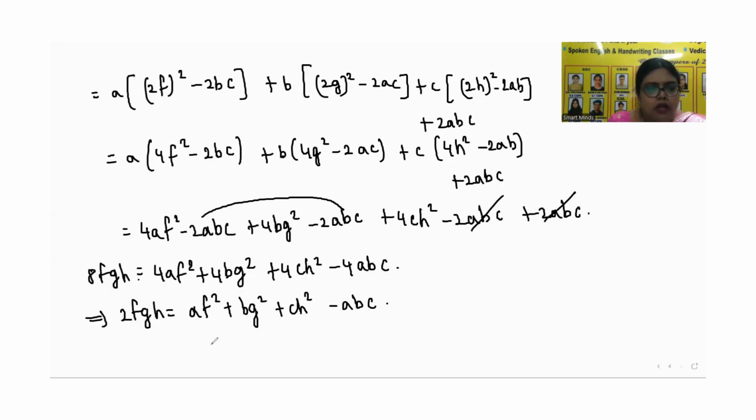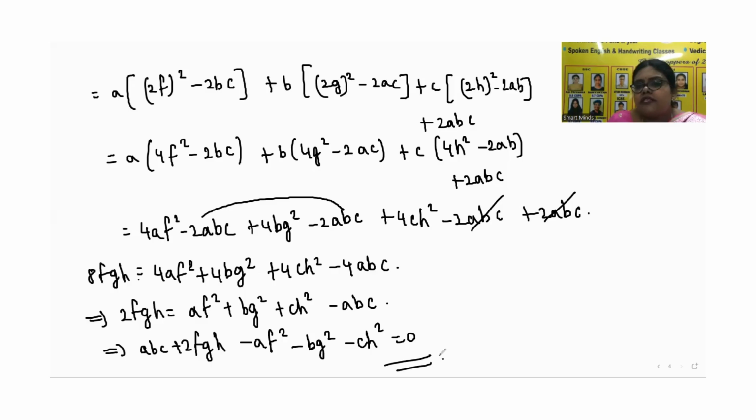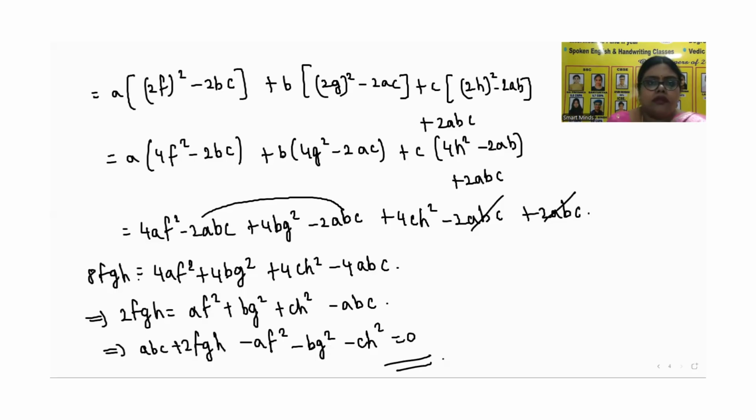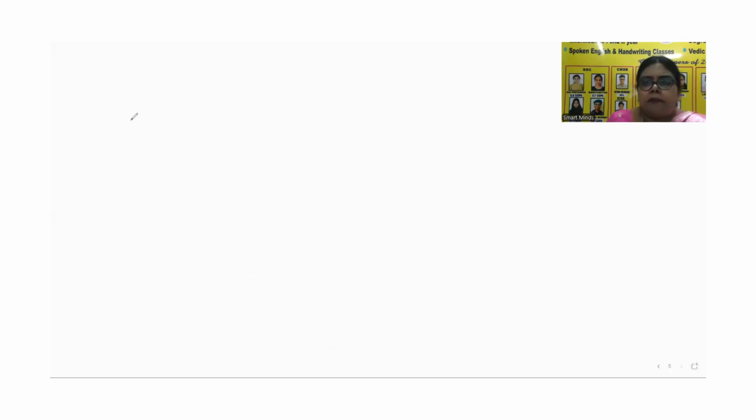So if I bring all terms to one side, we will get ABC plus 2FGH minus AF² minus BG² minus CH² is 0. With this, the first bit is proved. Now let's prove the second bit. Second bit is comparatively easier.